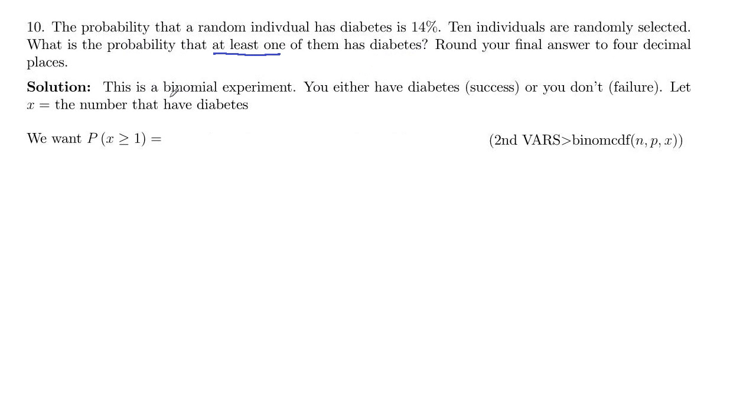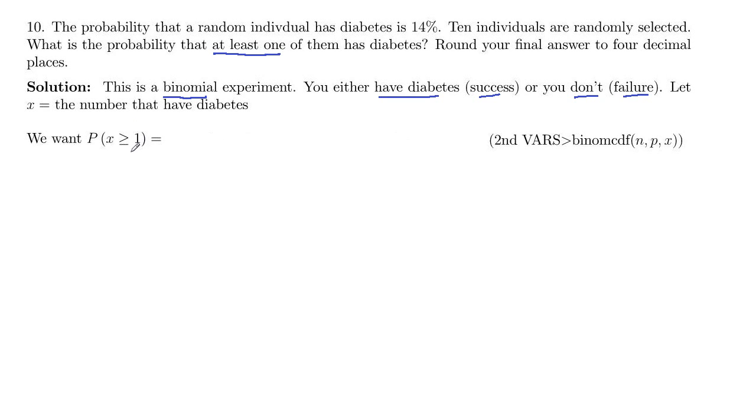So this is a binomial experiment because there's 2 outcomes. Either you have diabetes, which is a success, or you don't have it, which is considered a failure. And so our random variable x is going to be the number of individuals out of 10 that have diabetes. And we want to know what's the probability at least 1 out of 10 has diabetes. So at least 1 is a greater than or equal. So we want the probability that x is greater than or equal to 1.